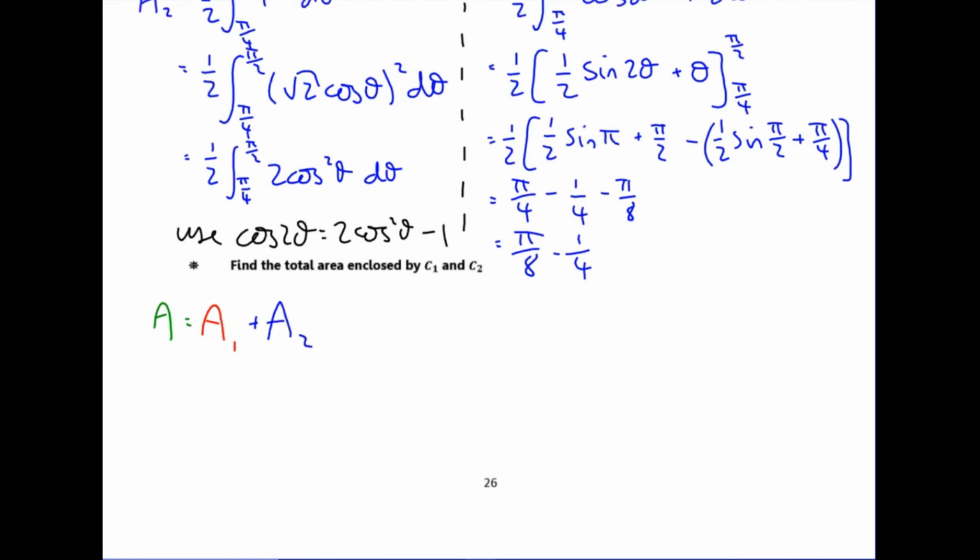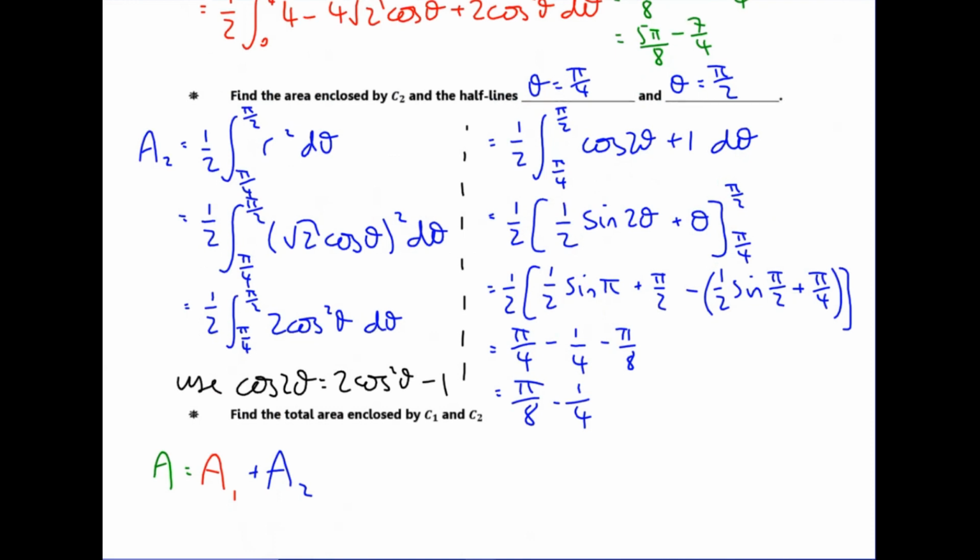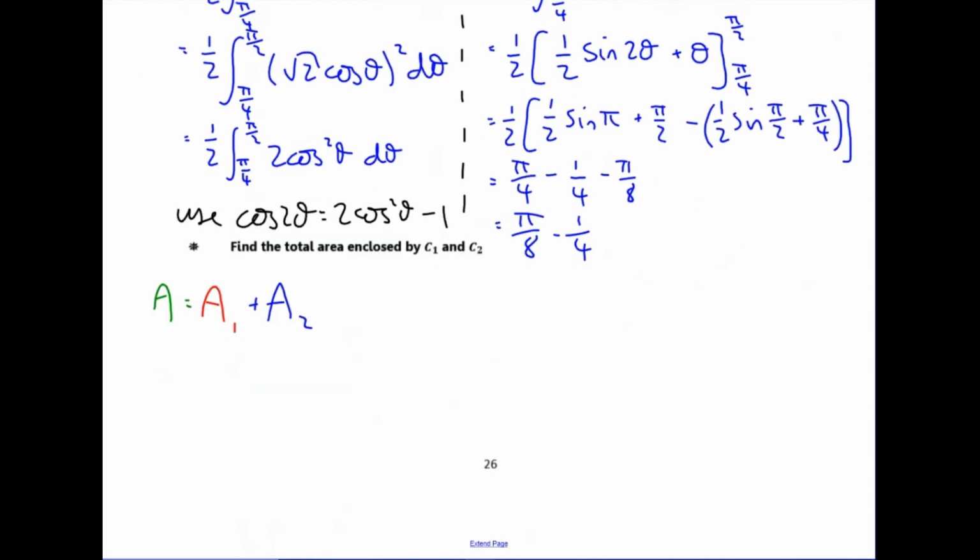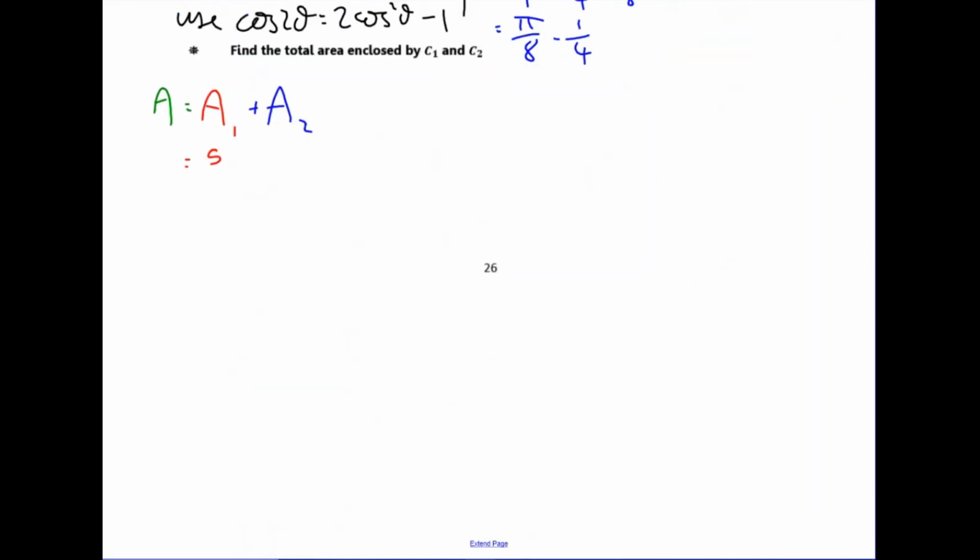A1, we got 5 over 8 pi minus 7 over 4. A2, we got pi over 8 minus a quarter. Adding these up, that's 6 over 8, so 3/4 pi, and minus 2.